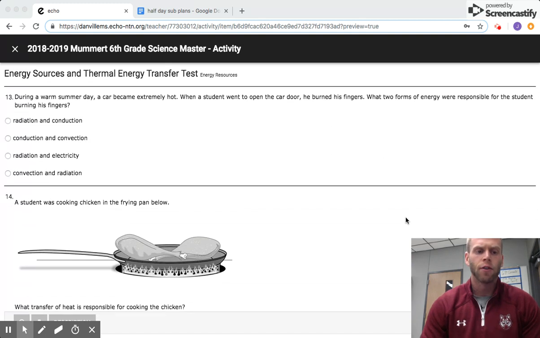Number 13. During a warm summer day, a car became extremely hot. When a student went to open the door, he burned his fingers. What two forms of energy were responsible for the student burning his fingers? Radiation and conduction, conduction and convection, radiation and electricity, convection and radiation.